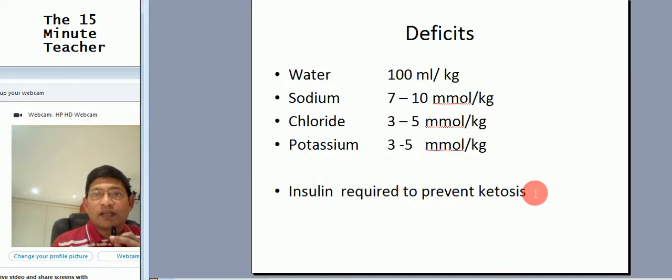Deficits are there on the slide in front of you. Water deficit is about 100 ml per kg. Potassium deficit is 3 to 5 millimoles per kilogram, so make sure that you replace potassium in plenty. Sodium and chloride are also deficient. As you can see there is more sodium deficit compared to chloride deficit.